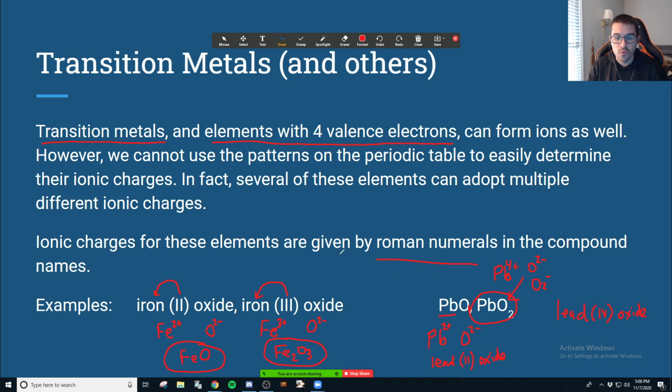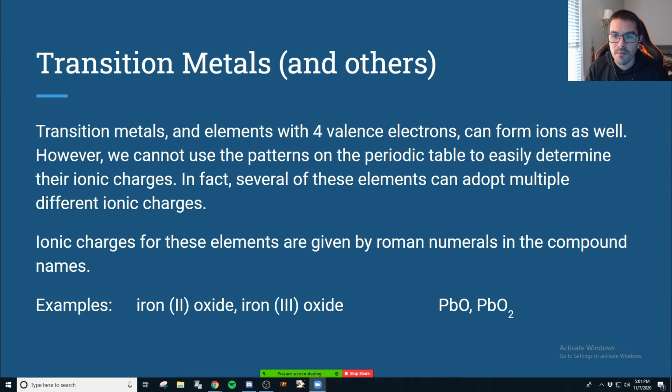So Roman numerals are used whenever you have transition metals or elements that have 4 valence electrons. Tin can do the same sort of thing, as do a lot of other transition metals like copper and zinc and gold and iron and chromium and all the other transition metals. Many of those can form different ionic charges, and so we need those Roman numerals to be able to deal with them. So in today's assignment, you're going to be working with transition metals, and you're also going to be working with polyatomic ions.